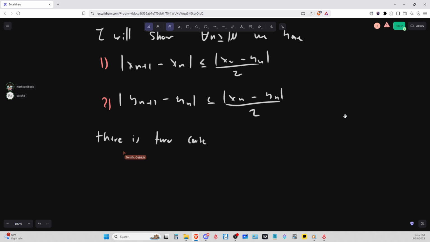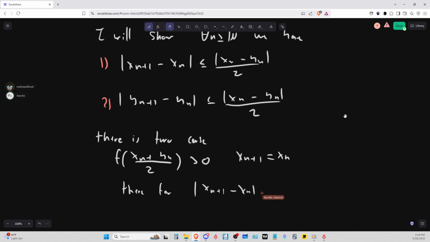As our sequence depends on the fact that f of xn plus yn over 2 has some sign, there are two cases to consider. So let's do the case where this is positive. In that case, we have that xn plus 1 is equal to xn. Therefore, xn plus 1 minus xn is equal to 0, which is definitely less or equal to xn minus yn over 2. Because it's literally 0, so there's nothing to prove.